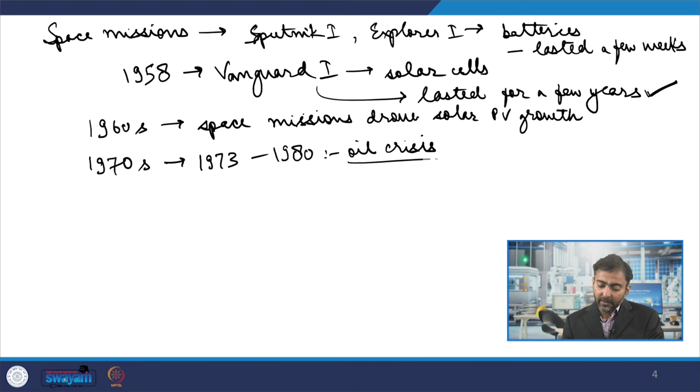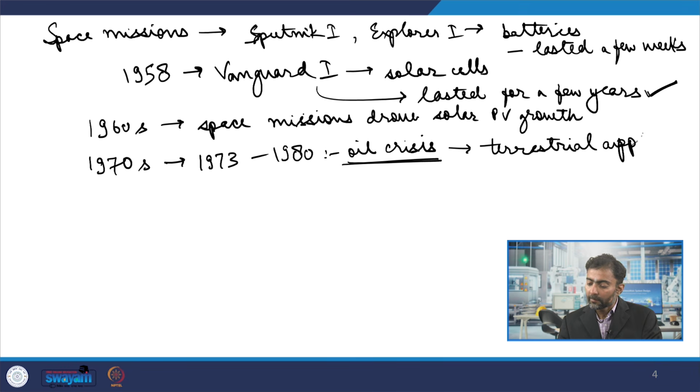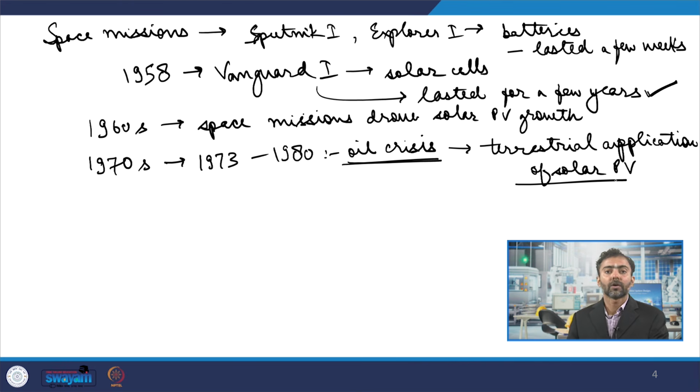This oil crisis was a temporary phenomenon, lasting 5-7 years, but nonetheless it gave one very important signal to the global community, that we cannot depend on fossil fuels or oil ad infinitum. We need to look at some alternative sources of energy. So with this oil crisis experience, gradually people started thinking of alternative sources of energy. And that was the first time when people started thinking of solar PV for terrestrial applications. So terrestrial application of solar PV came into existence with the shock of the oil crisis.